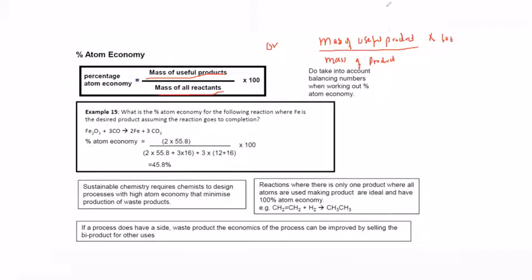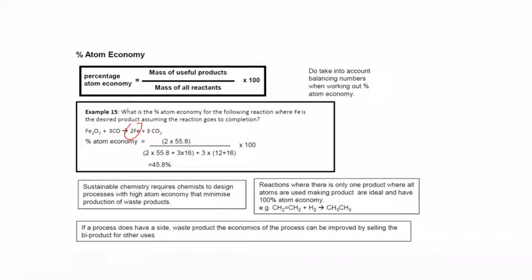So for example, the question is, what is the percent atom economy for the following reaction where iron is the desired product or a useful product? So what is the formula? Mass of useful product. So what is a useful product for us? Iron is a useful product. So what is the total mass? It is always calculated from the equation. We don't need any other thing. We just need the equation to calculate the percentage atom economy.